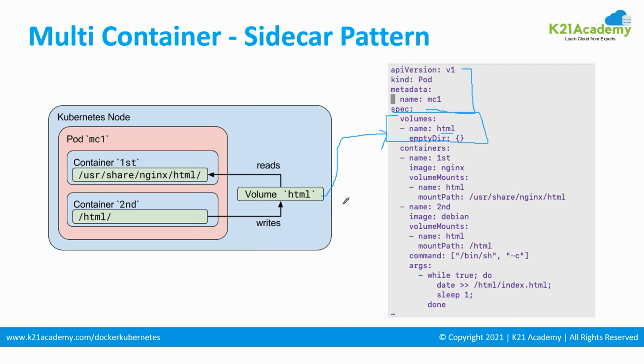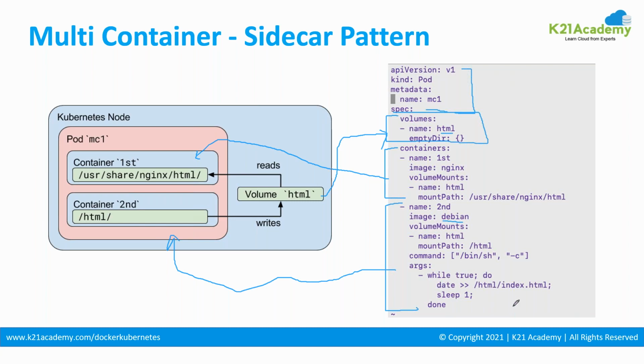Then we have two containers. This is the definition of the first container, which is this container, and this is the definition of the second container, which is this one. Now what is going to happen here? A Debian image has been used, and the volume mount is the same volume, HTML, and the path is the /HTML folder inside this second container. And it is running some algorithm.